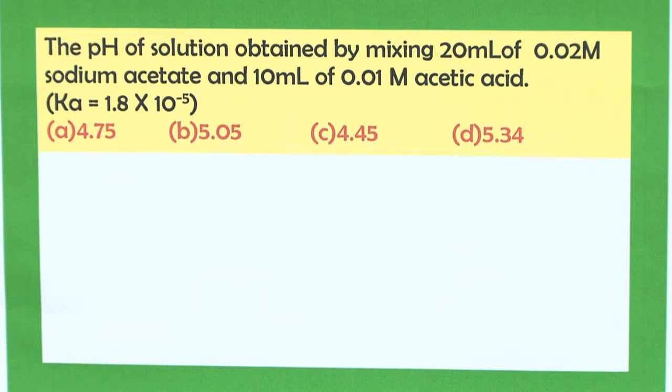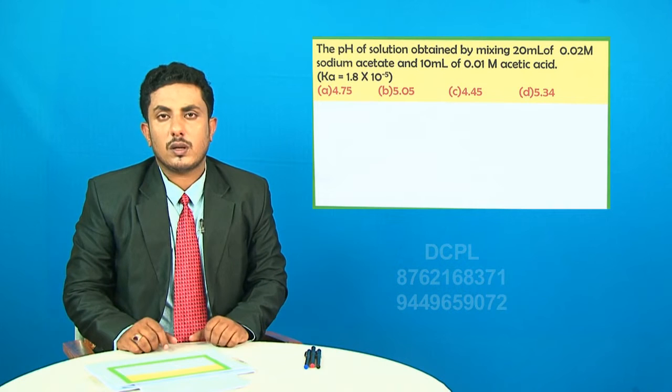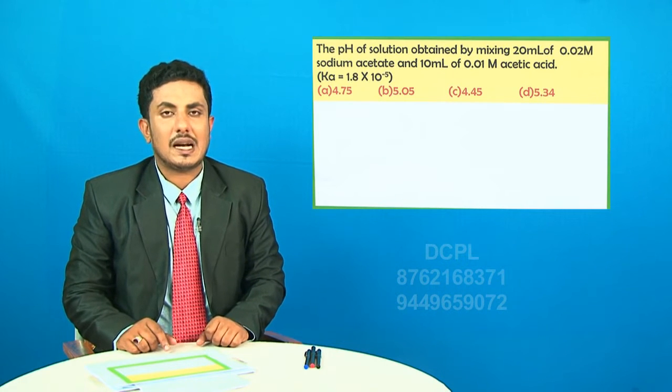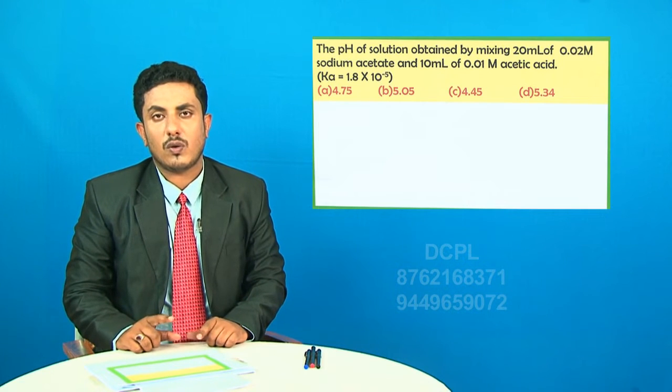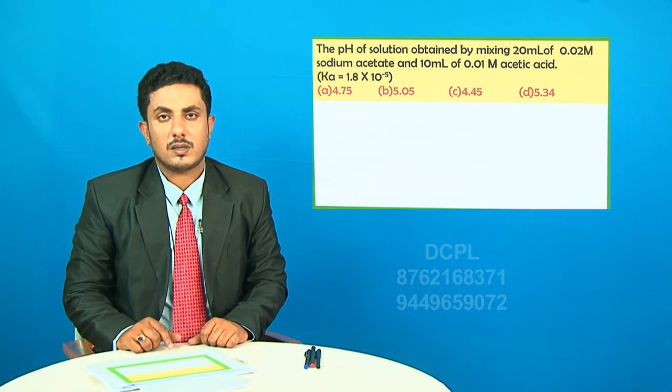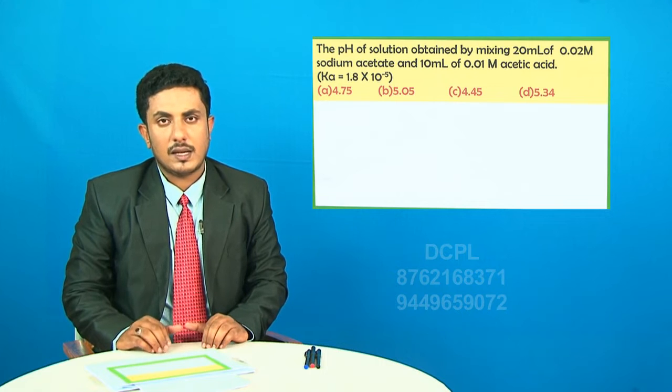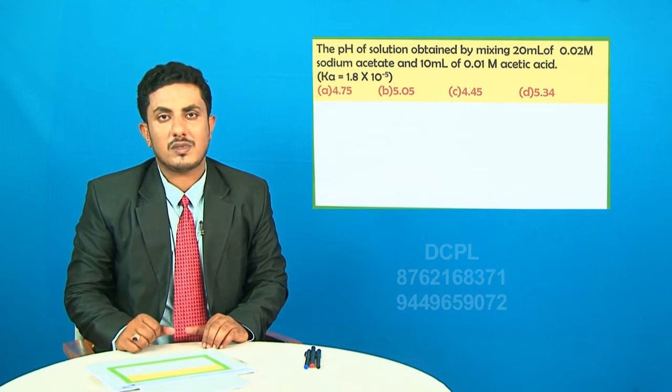Students, the next question is, the pH of a solution obtained by mixing 20 ml of 0.02 molar sodium acetate and 10 ml of 0.01 molar acetic acid. Dissociation constant for an acid is given, that is equal to 1.8 into 10 to the power minus 5. So if you look at the question, they have given a mixture of sodium acetate and acetic acid. Acetic acid is a weak acid, sodium acetate is a salt of that acetic acid with a strong base. Hence, you know that a weak acid and its salt with a strong base together forms an acidic buffer.